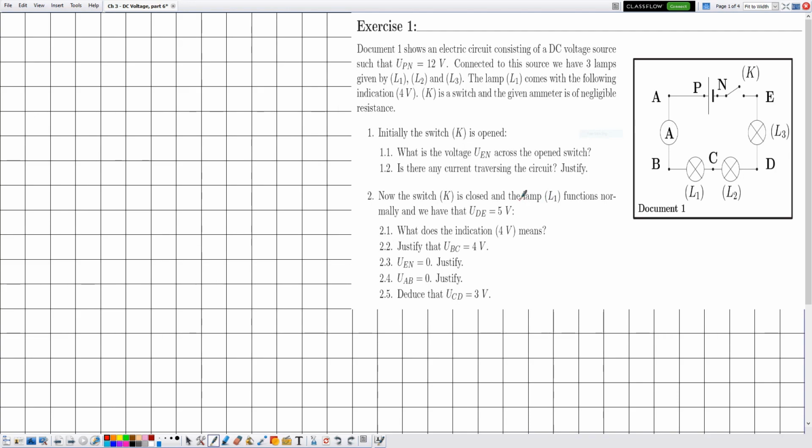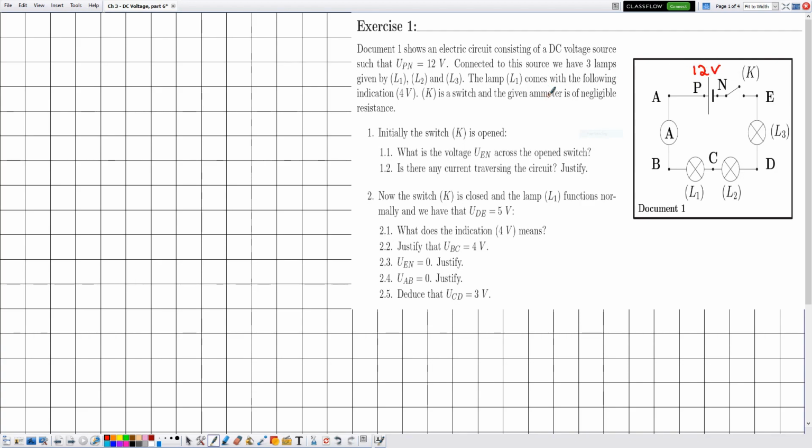Now exercise number 1, they are telling me document 1 shows an electric circuit consisting of a DC voltage source such that UPN is equal to 12 volts. So the trick in solving such type of exercises is to write the voltage on the electric circuit itself. So the voltage of the battery is given by 12 volts.